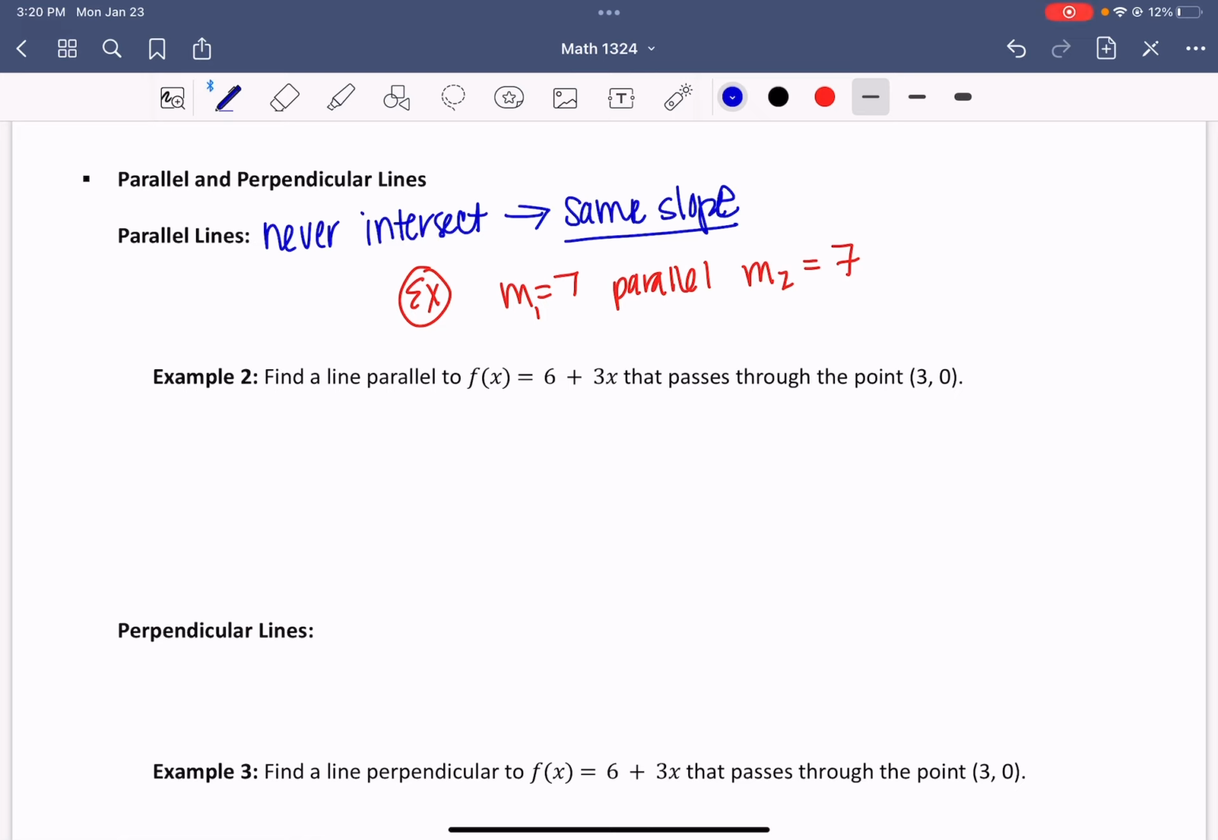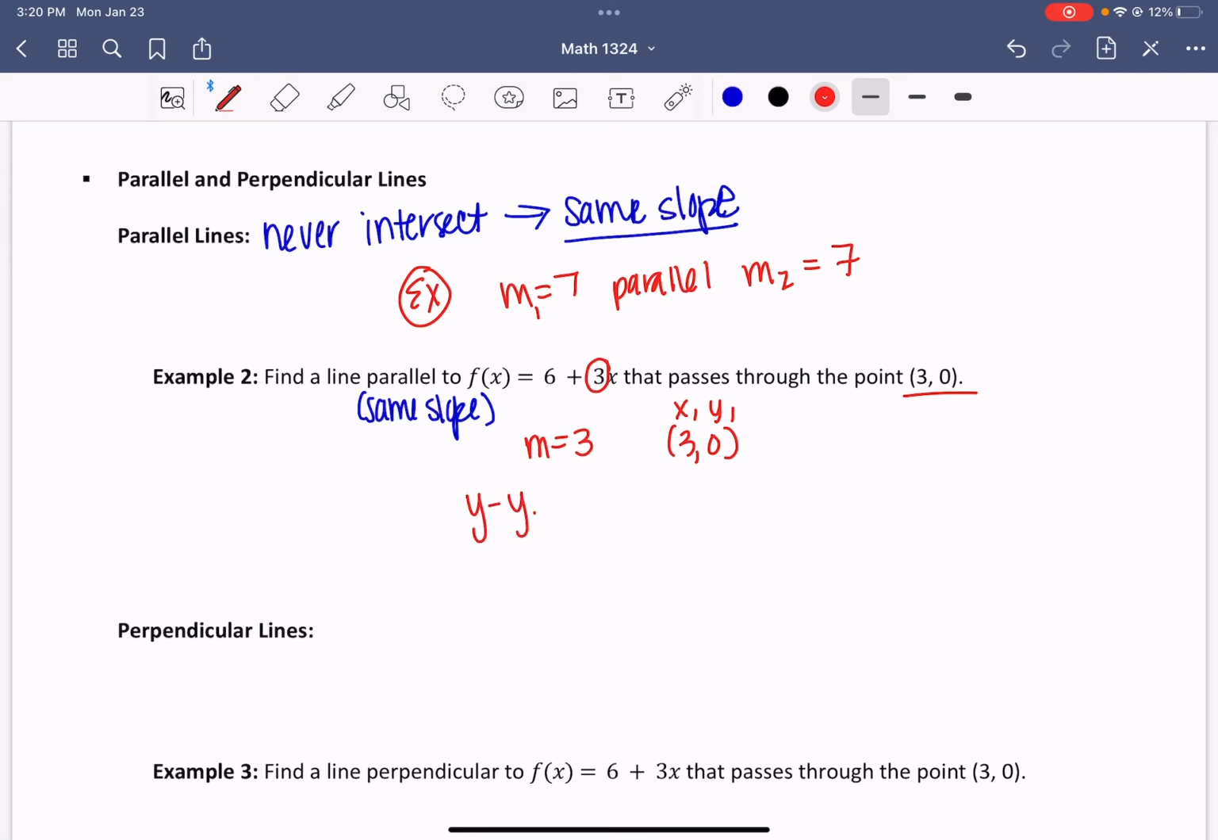So looking at this example, it says find a line parallel to f of x equal to 6 plus 3x that passes through the point 3, 0. So in this situation, make sure that you use all the information that is given. It says find a line that is parallel. So mentally you should be thinking, okay, I need the same slope. So in the given line, what I want to do is pull that slope out of there and say, okay, I want a slope to be 3 so that they will be parallel. And then we're going to use this point. Make sure you use all the information that is given. We have one single line of data. If we're not using that point, we're not on the right track.